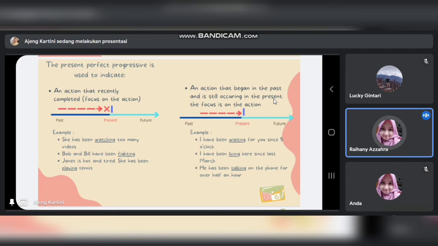And the second one, an action that began in the past and is still occurring in the present. For example, I have been waiting for you since 5 o'clock. I have been living here since last March. He has been talking on the phone for over half an hour. Next.